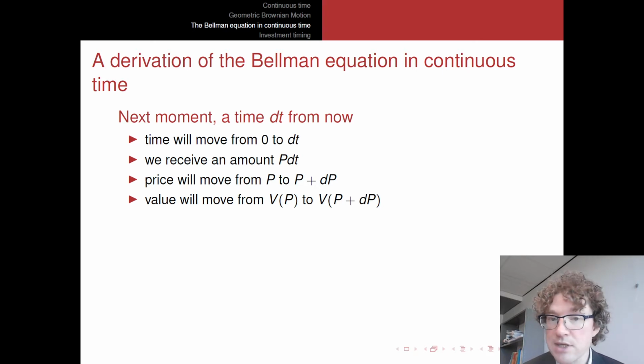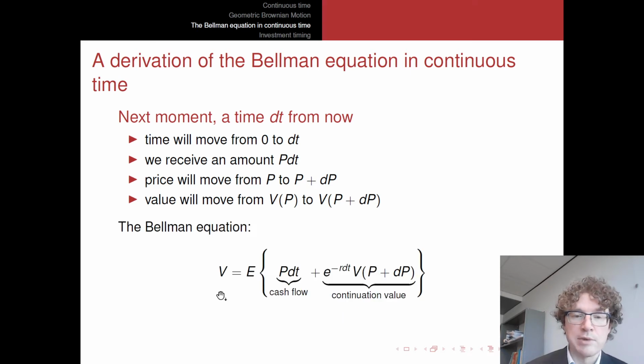What will happen as well is that this price in the meantime will fluctuate, right? It's continuously moving, so from price today, P, it will move to P plus dP, where dP is this increment which might be, for instance, described by geometric Brownian motion. And what will also move is the value tomorrow. The value of today will go to the value of tomorrow, which is the value now evaluated at the profit rate tomorrow, so evaluated at P plus dP. So the question will be, what is this V evaluated not at P itself, but at P plus dP?